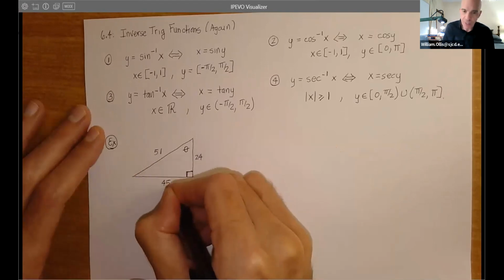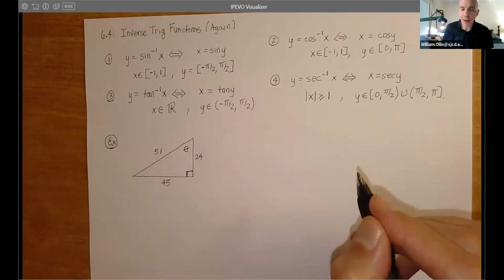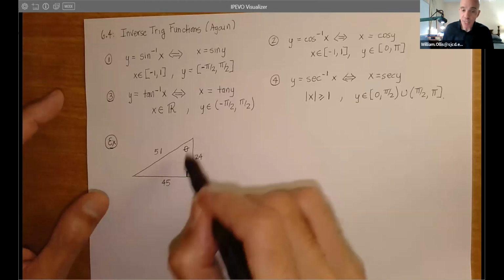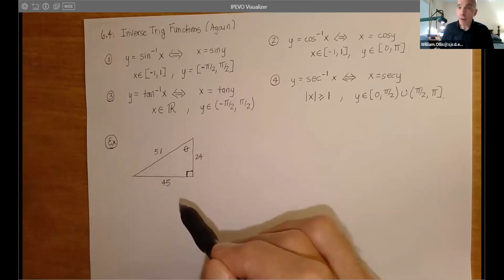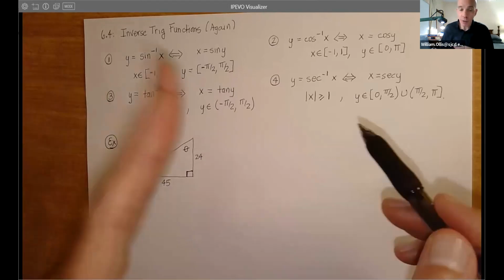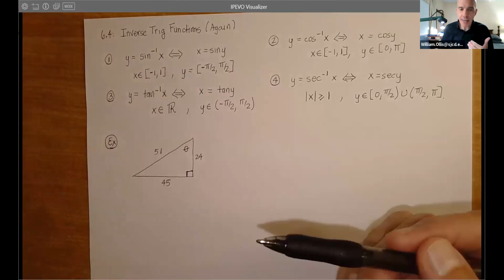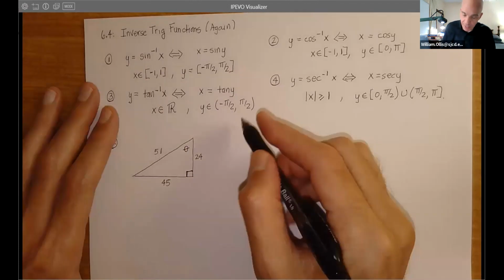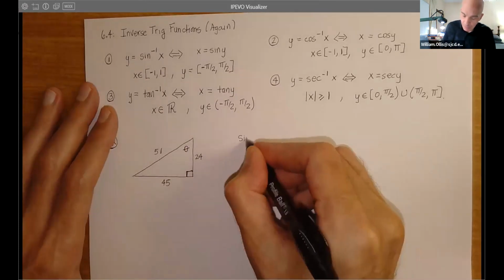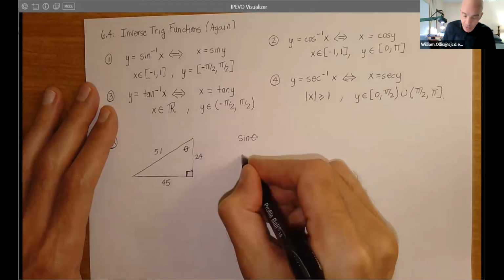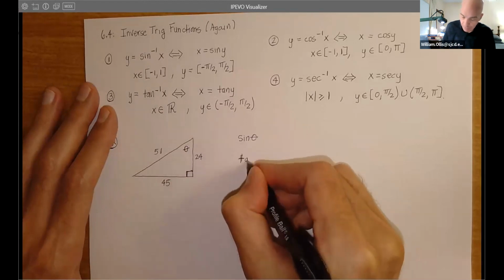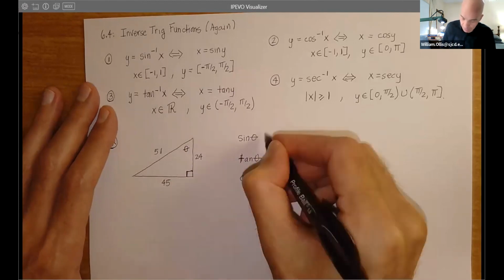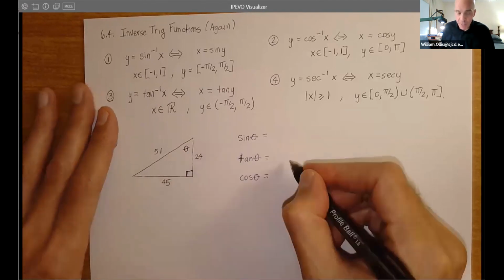Now, this is very simple in the sense that I just simply want to define the trig functions for all of these particular values, and then move into the inverse realm. So what WebAssign does is they say, let's compute sine, tangent, and cosine of theta. So let's write that down. So sine of theta and tangent of theta, we'll just write them down, and cosine of theta. So this will be opposite over hypotenuse.